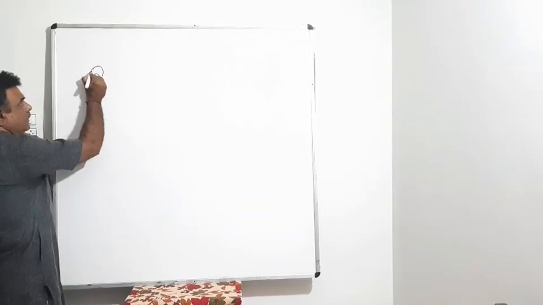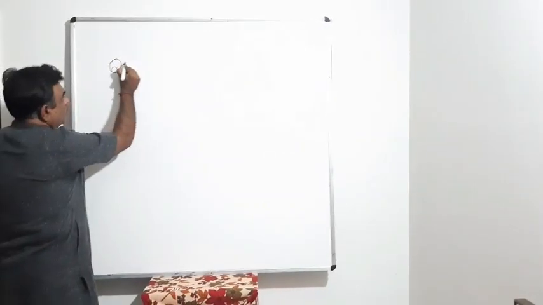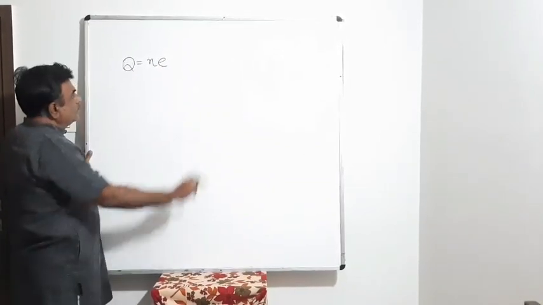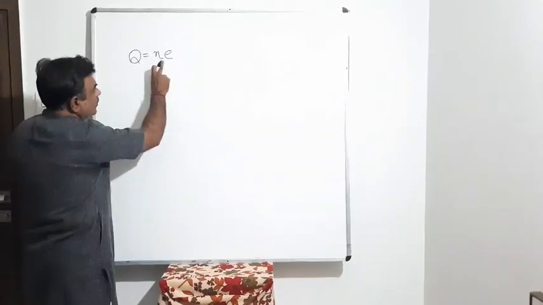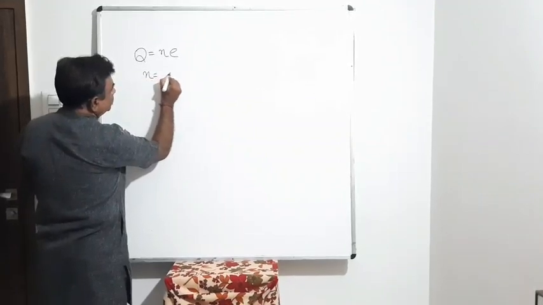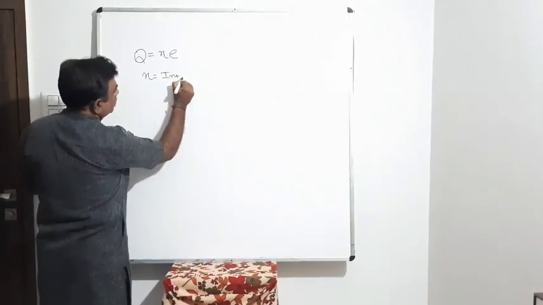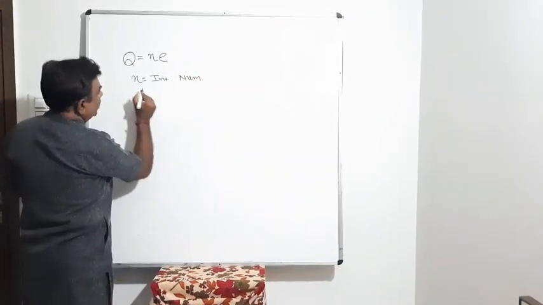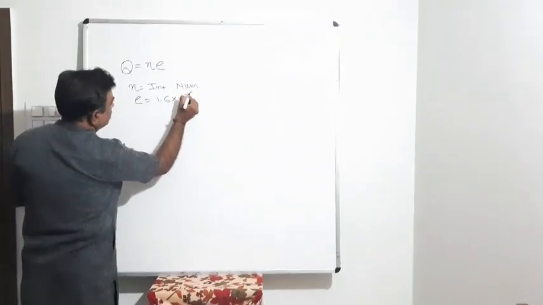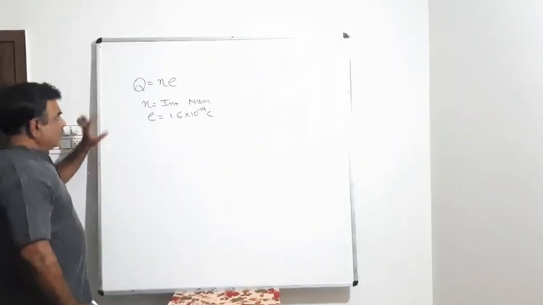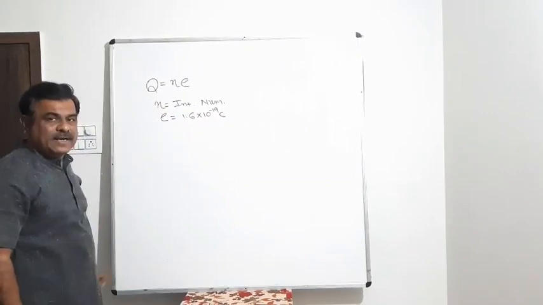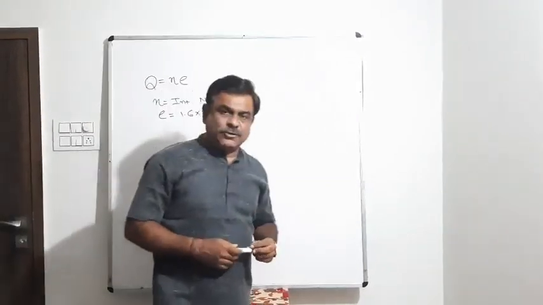Net charge on the body, Q, will always be an integer multiple of the basic electrical charge. Net charge found on the body is always an integer multiple of the basic electrical charge. Here n is an integer number, and e is the basic electrical charge, 1.6 × 10^-19 coulomb. So net charge on the body is always an integer multiple of basic electrical charge, that is quantization of charge.